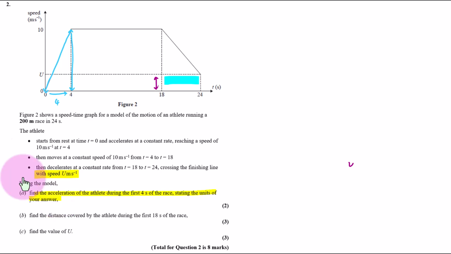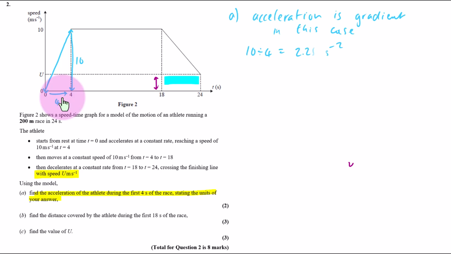So we have, if this is speed versus time, then acceleration must be the gradient, so it's 10 over 4, because the height is 10 over the width of 4. Work that out, so that's 2.25 meters per second to the -2. That is worth 1 mark in itself. If you miss that out, you lose an easy mark.